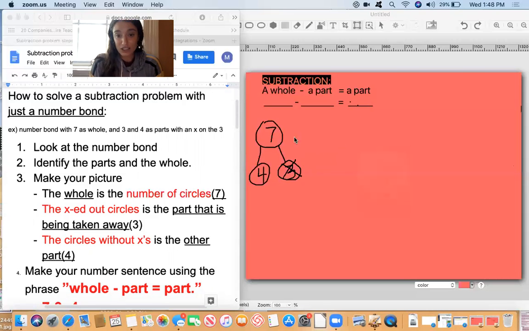So the first thing you need to do when you're looking at this number bond is to identify the parts and the whole. That's really easy. We know that the whole is the biggest number and the parts are the two small numbers that come together to make the whole.